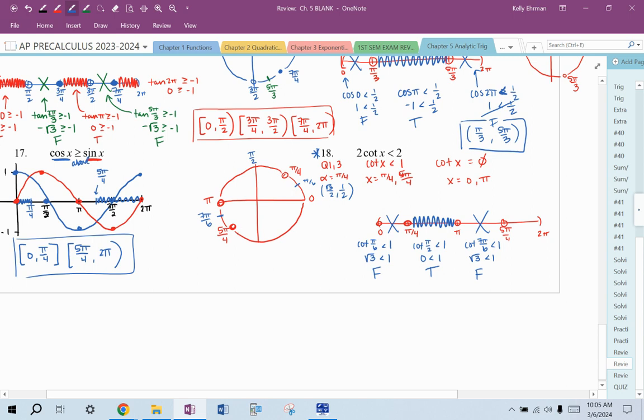And then finally, something between 5 pi over 4 and 2 pi, I would pick 3 pi over 2. So the cotangent of 3 pi over 2, is that less than 1? Well, that's 0 again. That is less than 1. So there's our solution set. Our solutions for this one, all parentheses because we have plain less than, are pi over 4 to pi, and 5 pi over 4 to 2 pi.